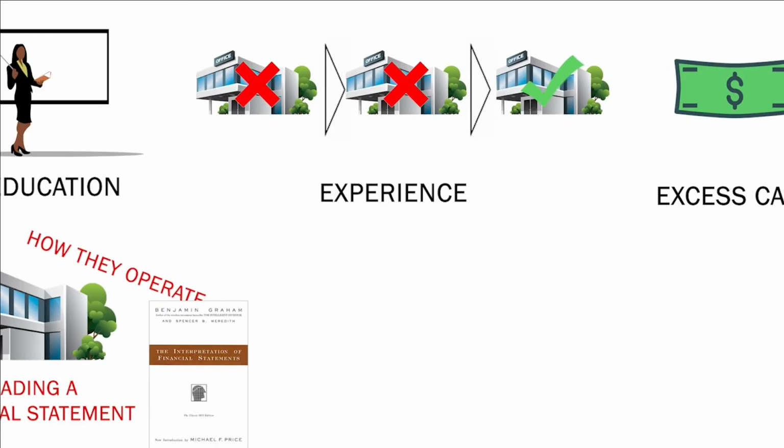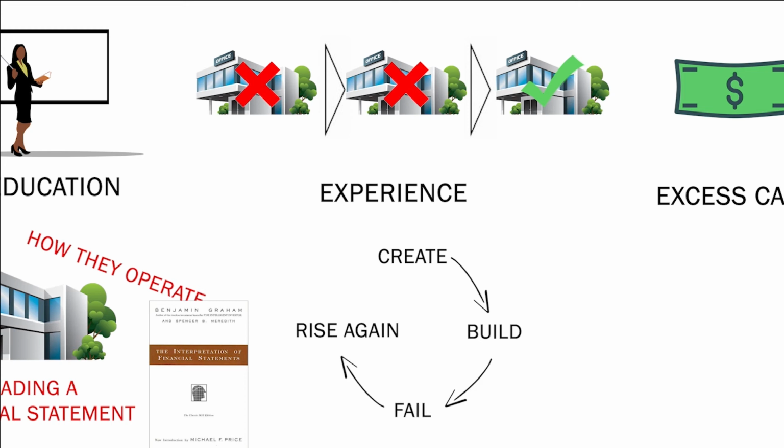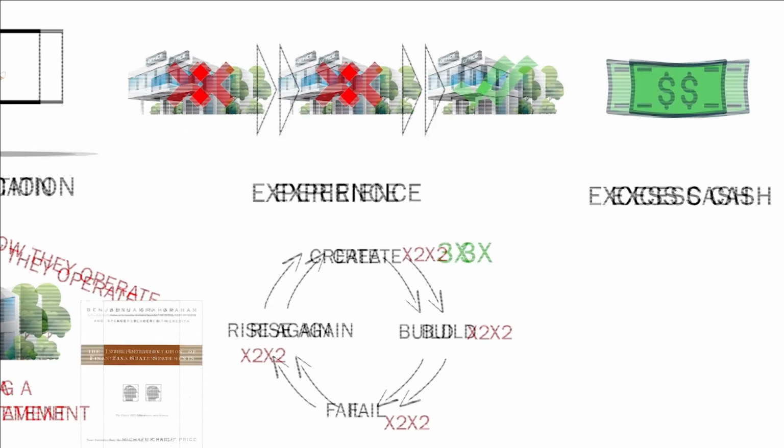The second one is experience. After you get the education, then you should next aim to get experience in the field. And the rich dad believed that the best way to gain experience in business is to create your own. You need to learn how to build, fail, and rise again. This will make you resilient and will encourage you to continue trying until you've made it.